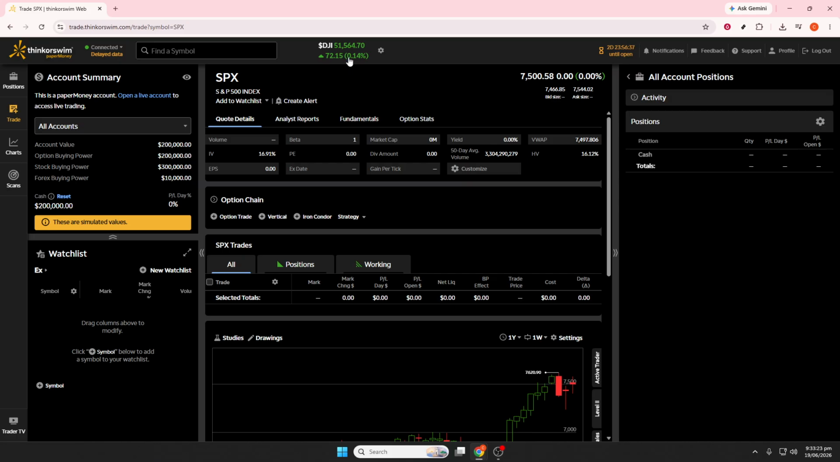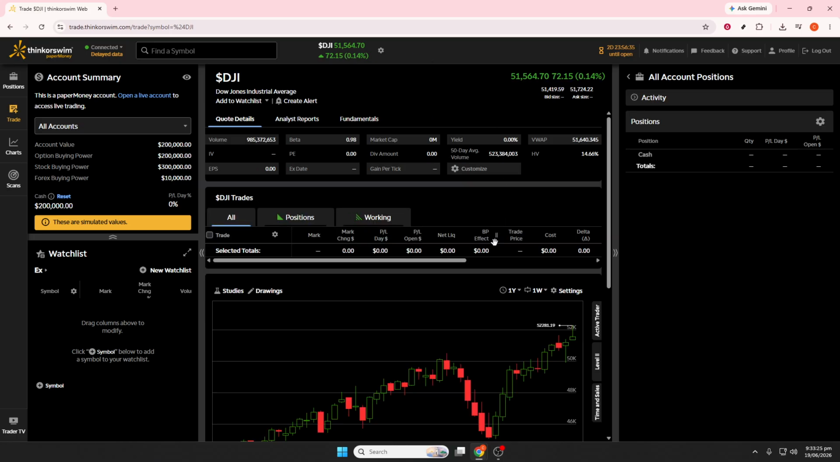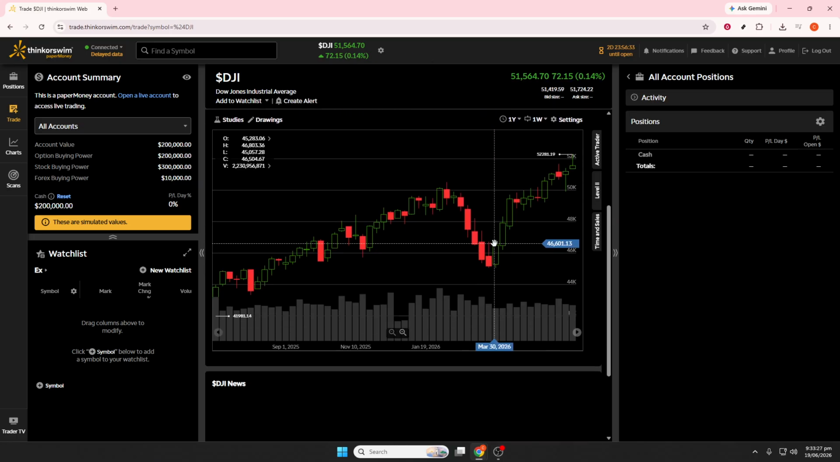Now enable level 2. Go to the trade tab and open level 2. This shows the bids and asks and can give you a better feel for near-term supply and demand.